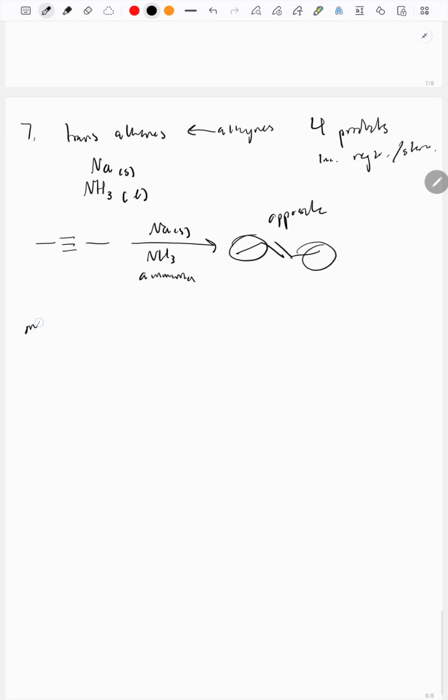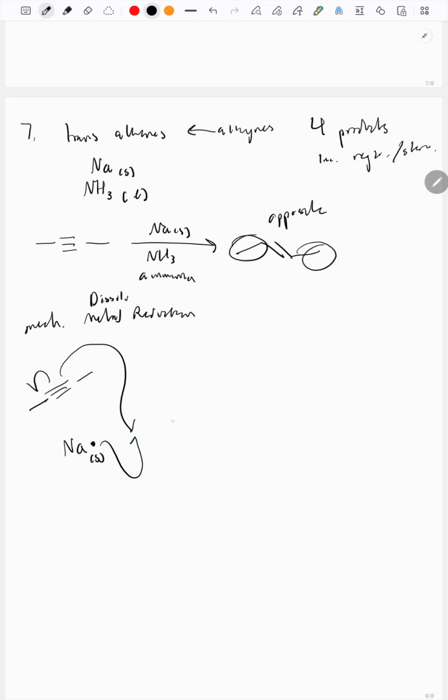Now let's understand the mechanism of dissolving metal reduction. So onto the same molecule we see here, basically we will use fishhook arrows. This basically means one of the electrons will go in that direction and the other one will go here. What will it do? Basically the sodium solid will have one electron, and it will combine with this like that.